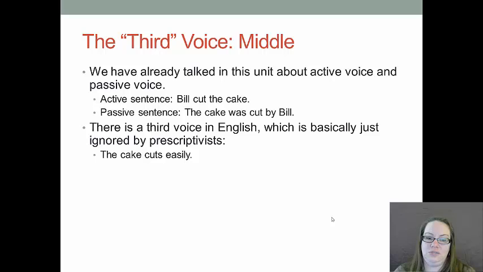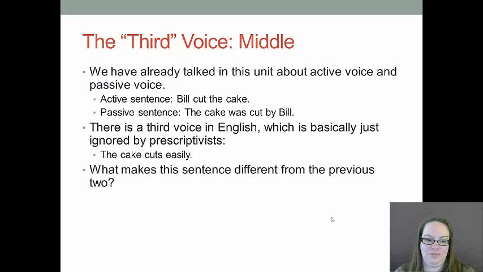The third voice would be something like this: the cake cuts easily. So now we're describing properties of the cake and not about who did it or who it was done to or what it was done to. Middle voice is often ignored by prescriptivists. So I hope that you can see how this sentence is a little bit different.